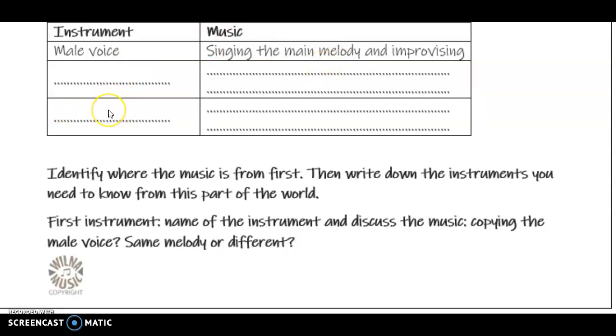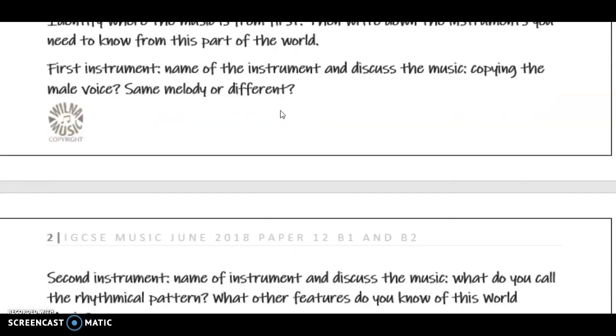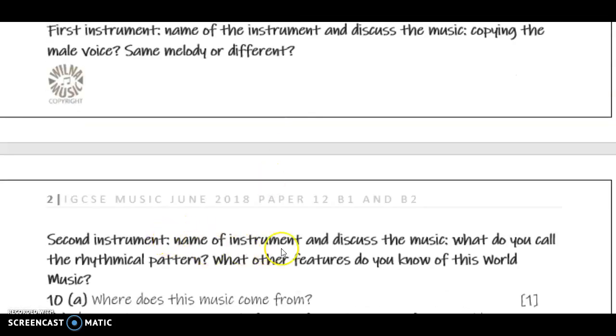Your percussion instrument will be there. That's another mark. And then name, okay, name of the instrument and discuss the music. What do you call the rhythmical pattern? Now we know this was from India. You know the name of that rhythmical pattern is the tala. And what other features do you know of this world music? The tala is improvised. So this is what you had to write there.